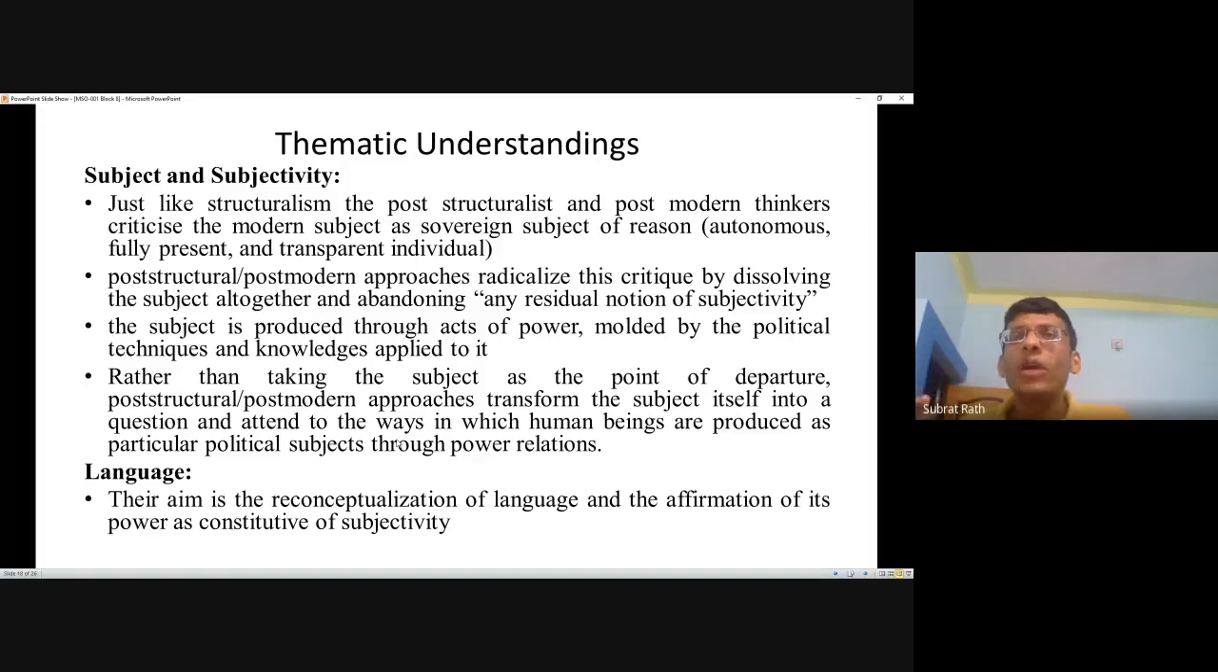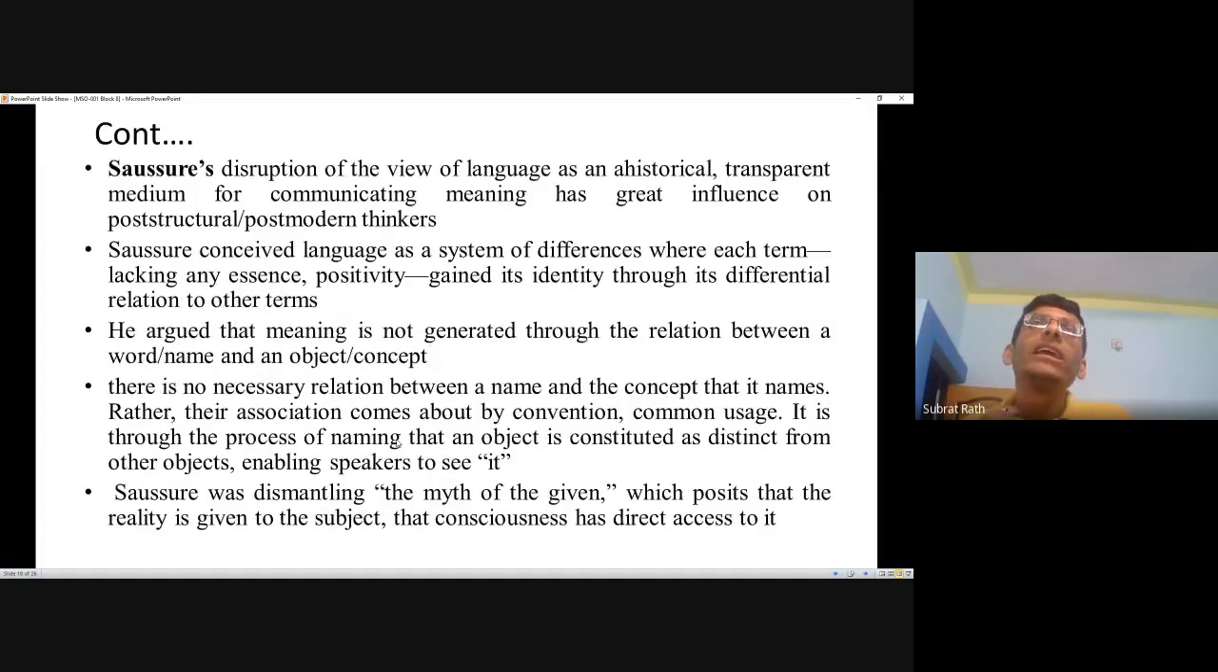Then comes the language, how we use language. As you know, we use language to express ourselves. But according to these theories, language is a symbol of power. It constructs the society according to the dominance of those thinkers who try to bestow their ideology upon us.